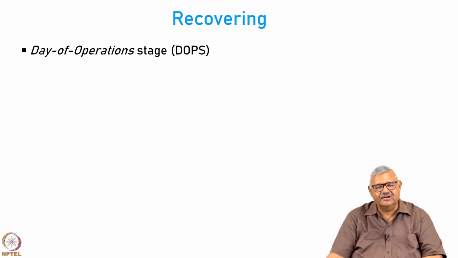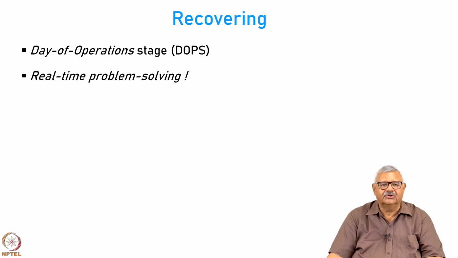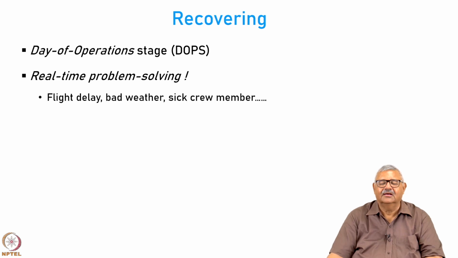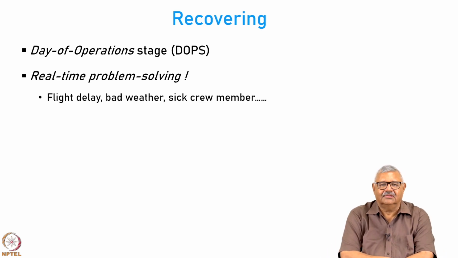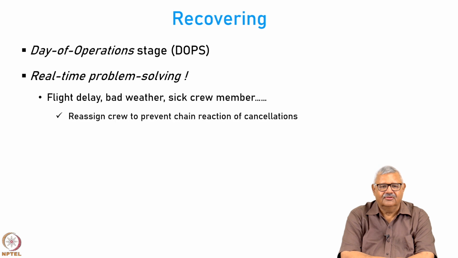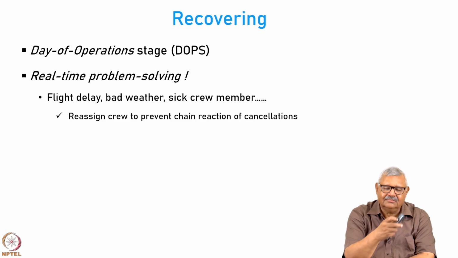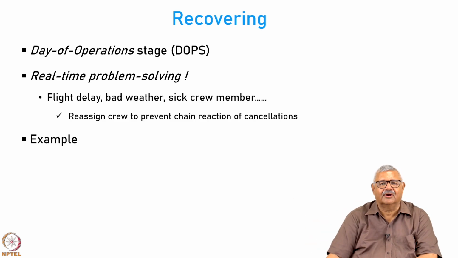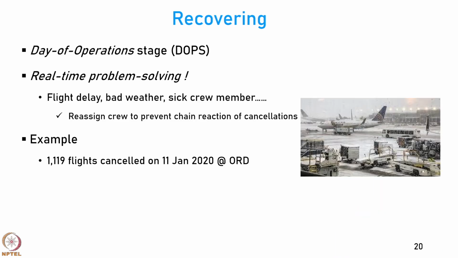The last leg is recovering. As I mentioned, it comes under the day of operation stage, or DOPS in short. DOPS basically means solving the problem in real time as it appears. There could be a delay in the flight, there could be bad weather which is causing a problem, some crew member may report sick suddenly. Now, you need to recover from this. So, how do you recover? You reassign the crew to prevent chain reaction of cancellations. Otherwise, one particular flight not being operated can lead to several other flights which will have a problem downstream.